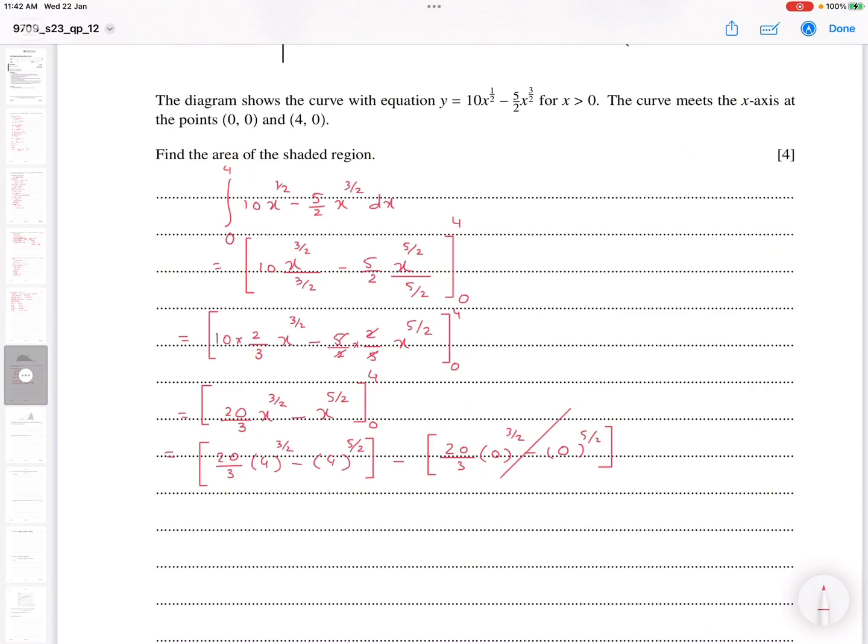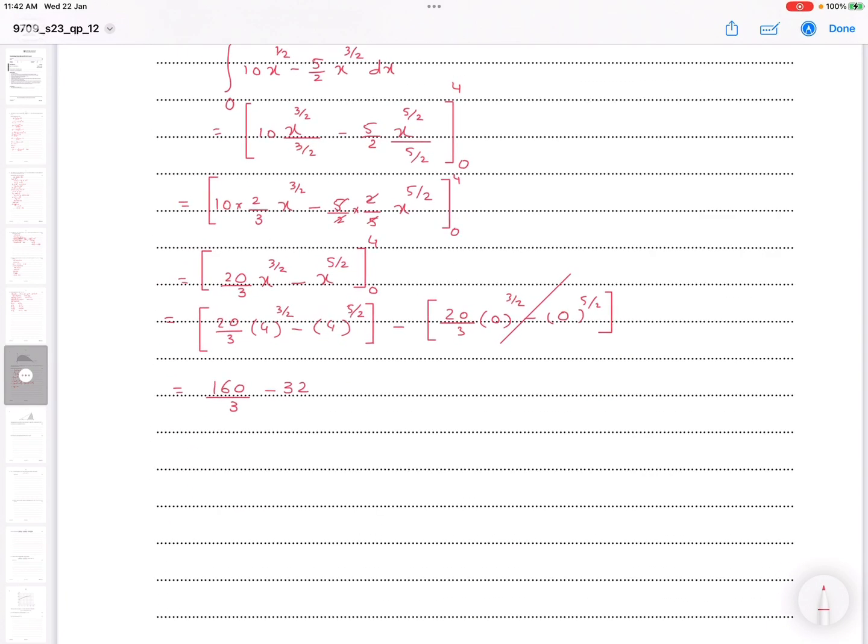This side only I have to simplify the first bracket, which is 160 over 3 minus 32, and this will become 64 over 3, or 21 whole number 1 by 3.